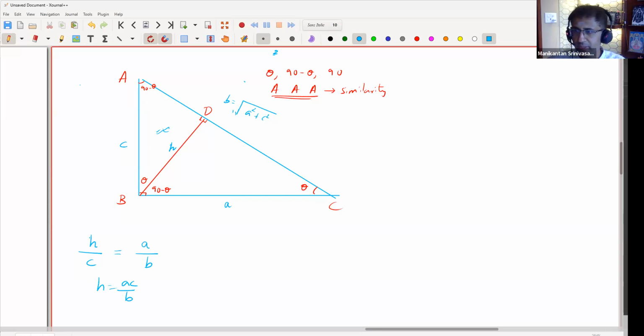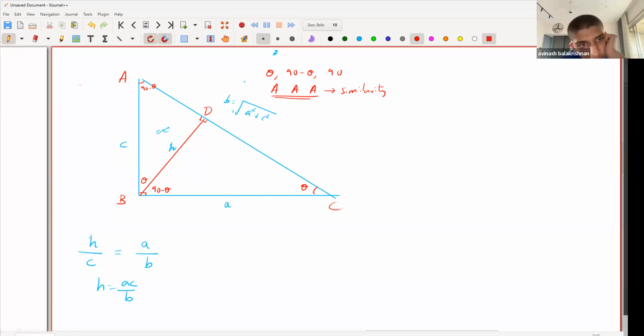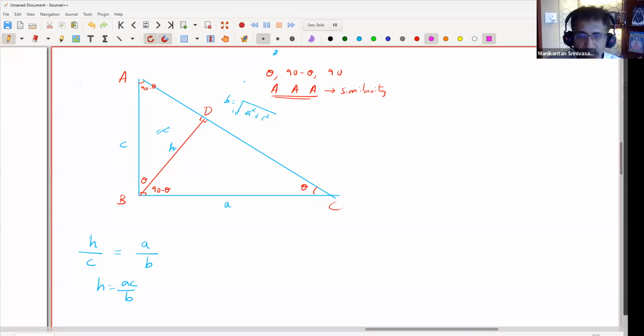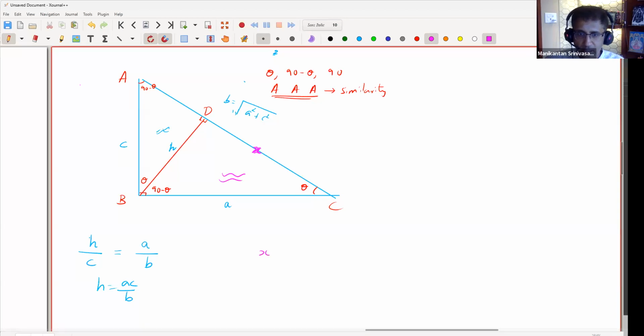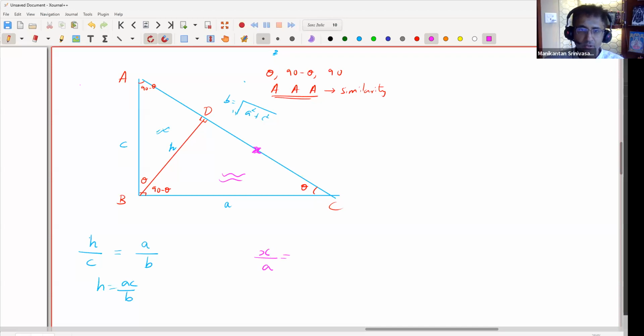Avinash, are you with me? Yes, sir. So similarly, suppose I want to find CD. I'll just call this X. I can use this triangle here and say X upon, where X is the medium side in the lower triangle, and let's say the largest side is A. Equating that to the main big triangle, we have the medium side as A and the longest side is B. So X is just A square upon B.